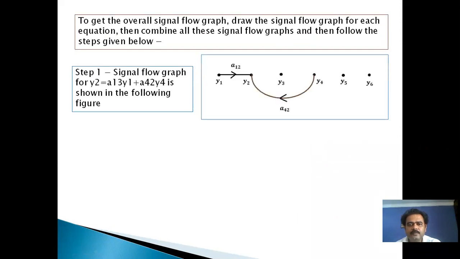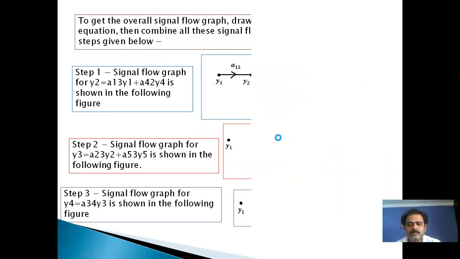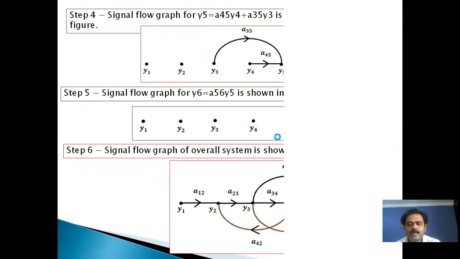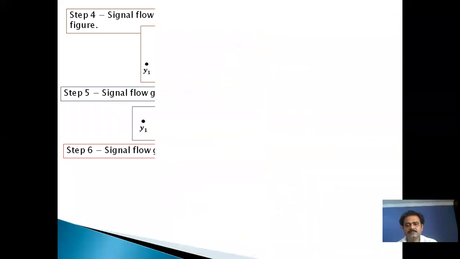Okay. So here we have learned how to represent an individual mathematical equation as a signal flow graph. And finally, we have added all these to get the overall signal flow graph. Okay. That's what we have seen in the last class.